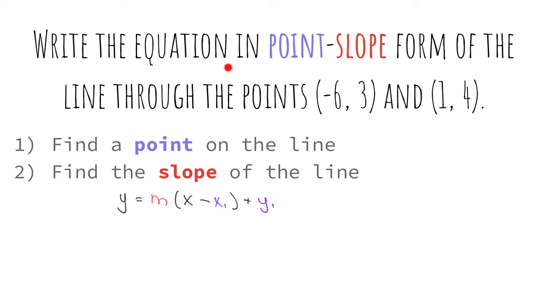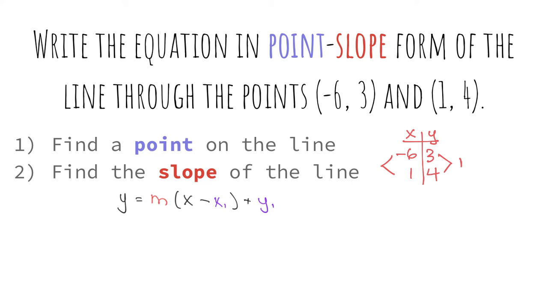Final example, write an equation in point-slope form of the line through the points (-6, 3) and (1, 4). So again, we're going to look at choosing a point on the line. We can choose either of these. We've been taking that first point, and then finding the slope. We need both points to find the slope. To remember, you can find the slope by using the slope formula or finding the rate of change between the values here, the change in y and change in x.